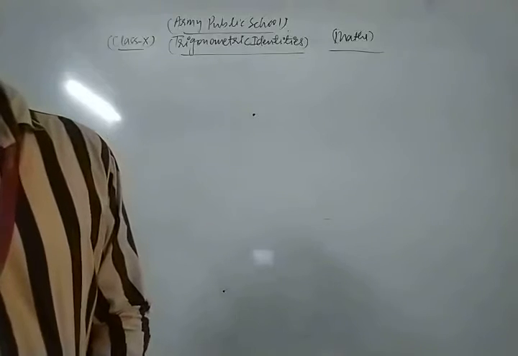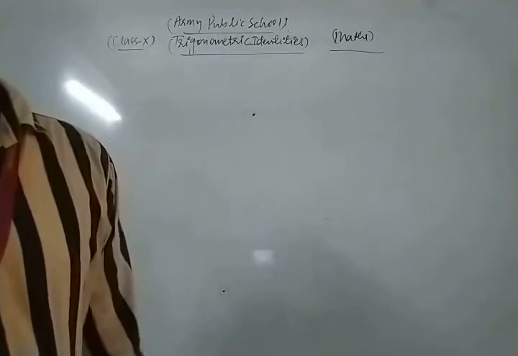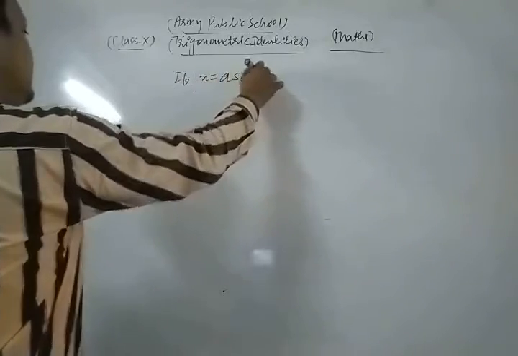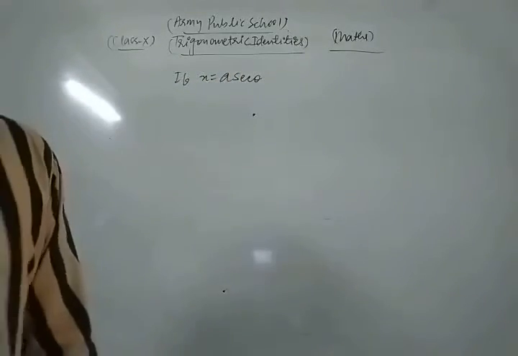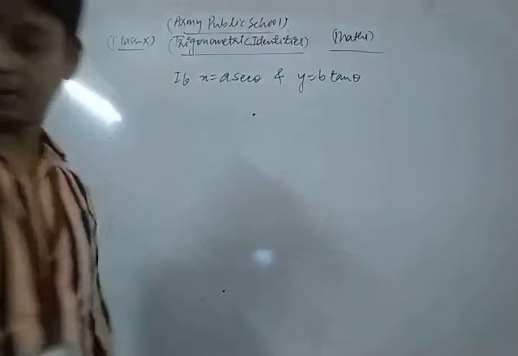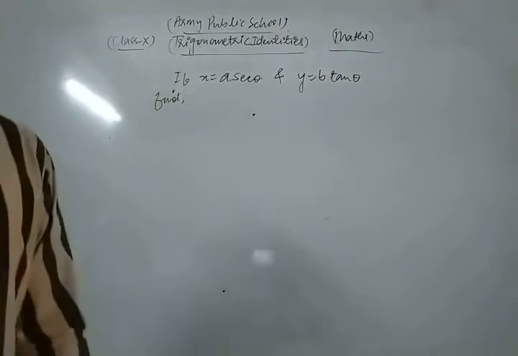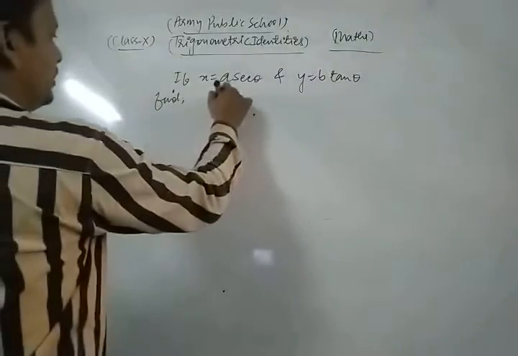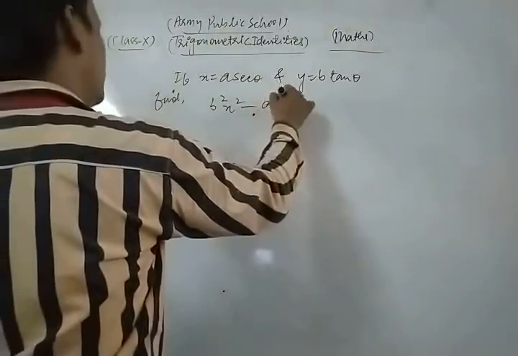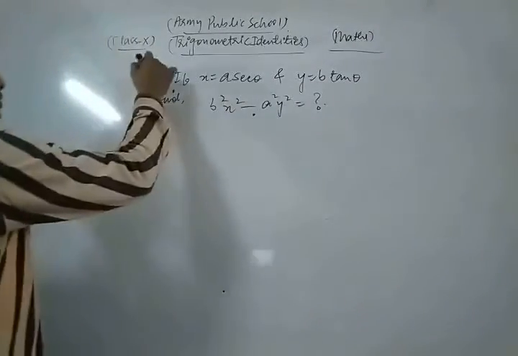And your question is, if x is equal to a sec theta and y is equal to b tan theta, find the value of b square x square minus a square y square. We find this value. Okay, so this is also an MCQ type question.